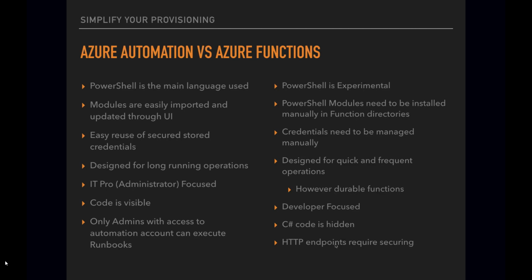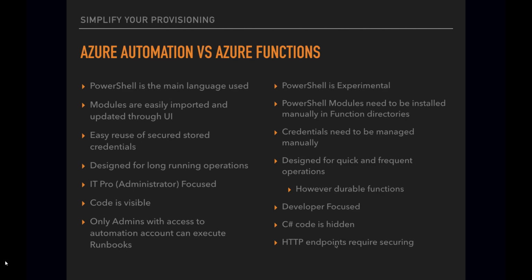When I've done C# Azure Functions, the code's hidden away, it's in a DLL somewhere. Administrators wanting to go into the portal and view what code is running and what it's trying to do, it's not always possible. And like I say, on access, only admins who have access to those runbooks can execute them. With Azure Functions, they're either tied to queues or they're HTTP endpoints.